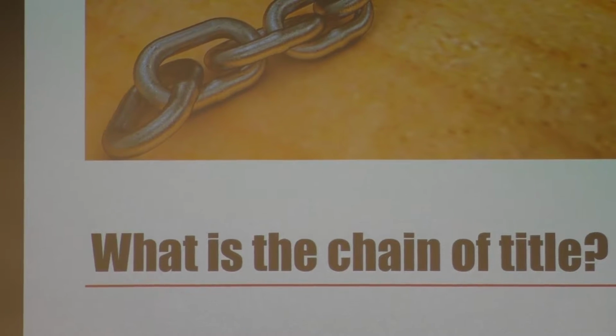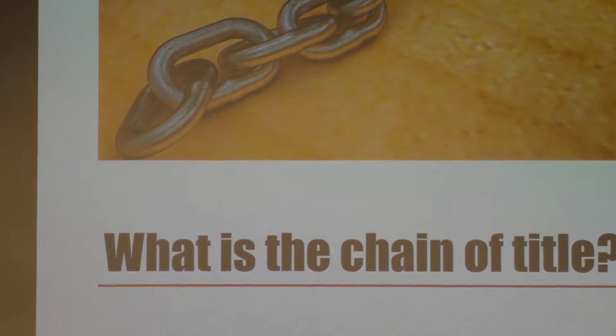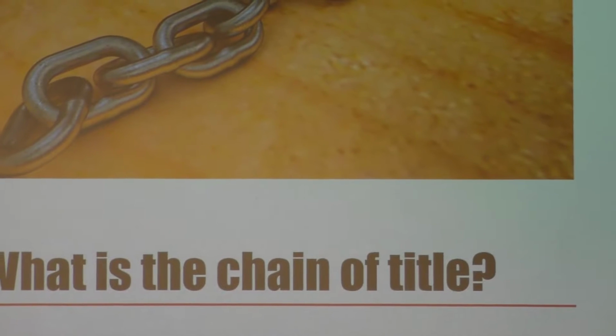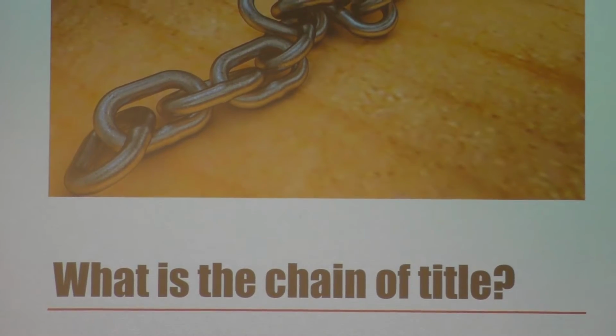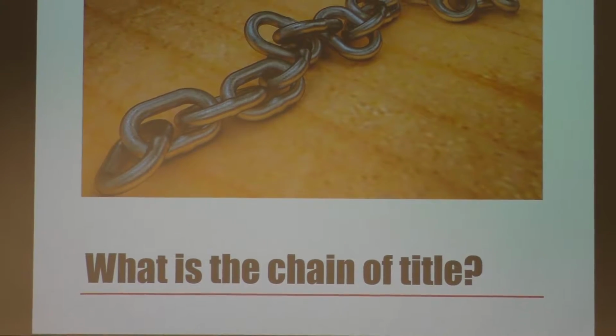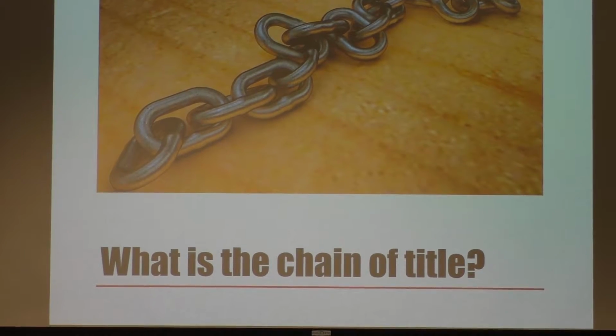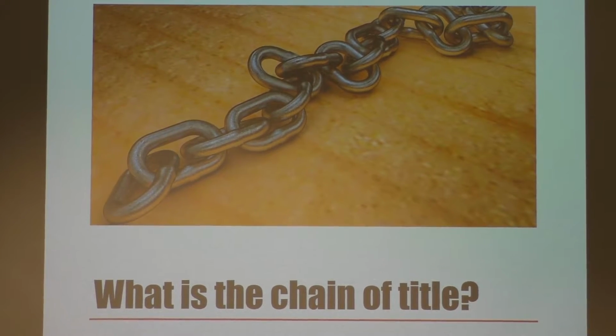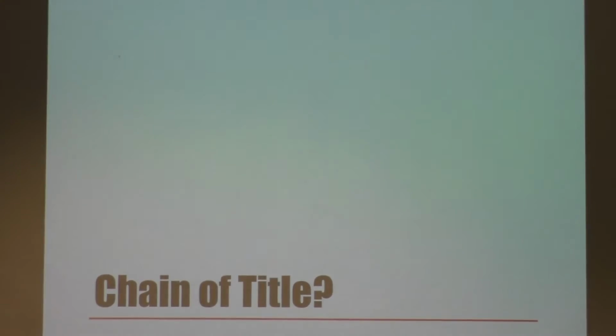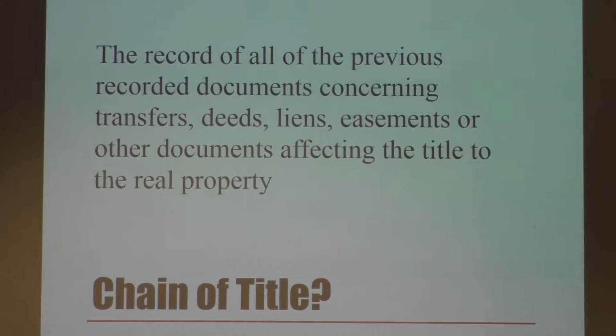There's one basic thing that I mentioned when I started with this class on Monday and on Tuesday, which was my reference to the chain of title. Well, we need to understand what that is and how that can help us to understand and find our ancestors. What is the chain of title? It's a record of all of the previous recorded documents concerning transfers, deeds, liens, and easements affecting the title to a piece of real property.